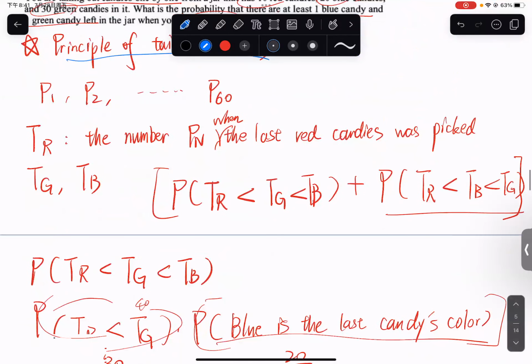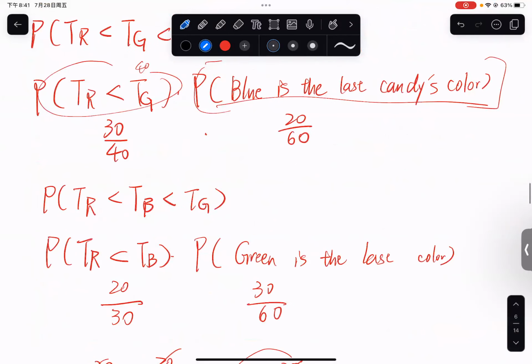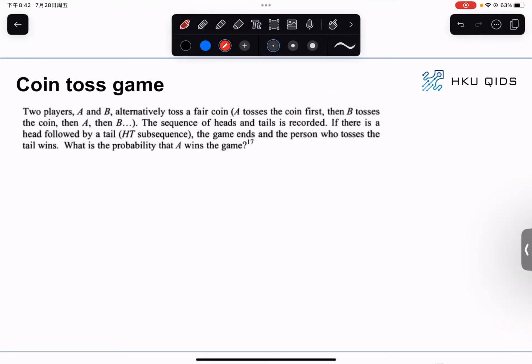Which is the coin toss game. This one is also quite classic. So two players, A and B, alternately toss a fair coin. A tosses a coin first, then B tosses a coin, then A, then B, until a sequence of head followed by tail happens. And the game will end, and the person who tosses the tail wins. So what is the probability that A wins the game?